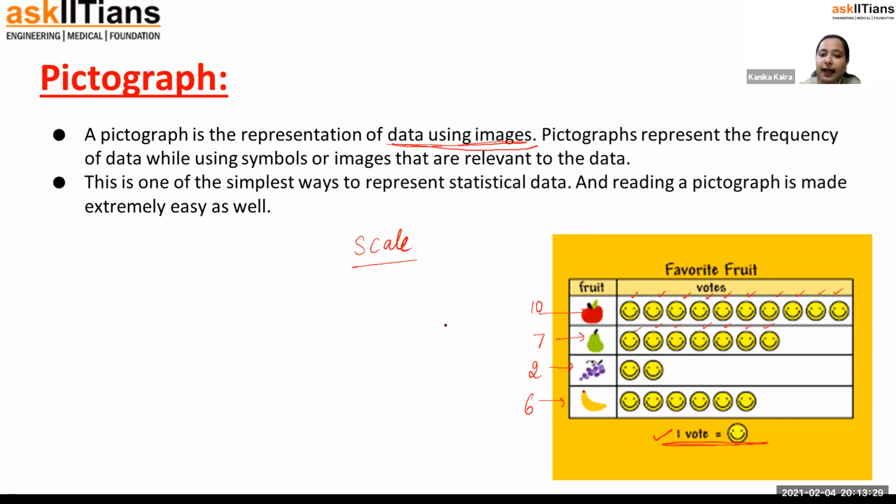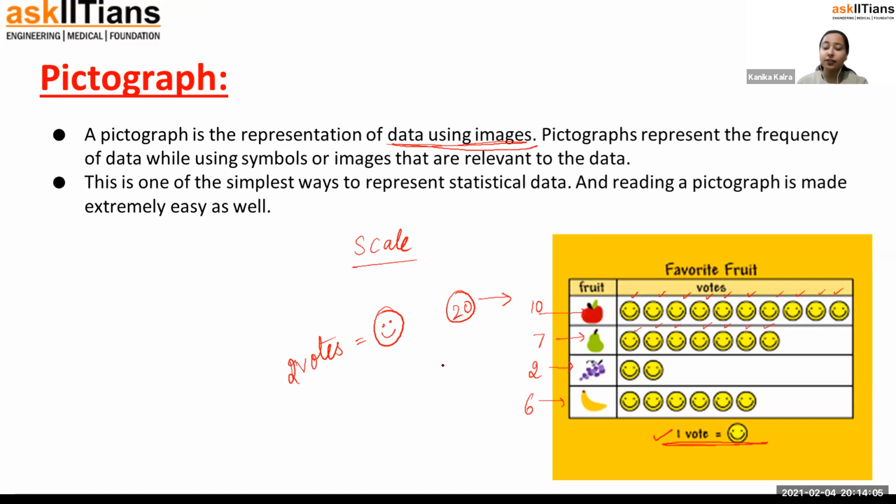One more thing, that you can choose the scale according to the data given. Maybe data values or frequencies are very big numbers, let's say 20. So it's not practically possible to draw 20 smileys. So what you can do is you can take two votes equals one smiley. Then obviously, if 20 is the number for apple, you have to draw 10 smileys in that case. Or maybe you can choose any scale. It could be 5, it could be 4, depending upon the values given to you.